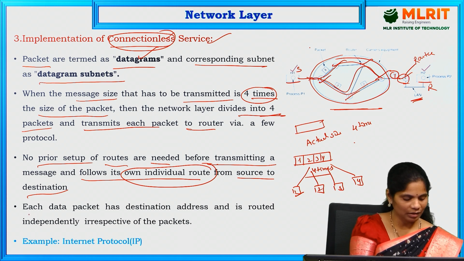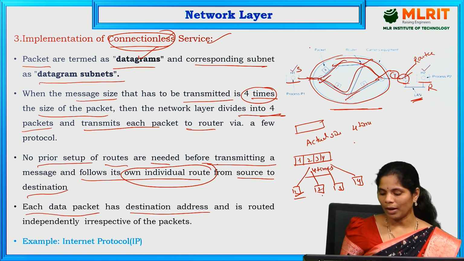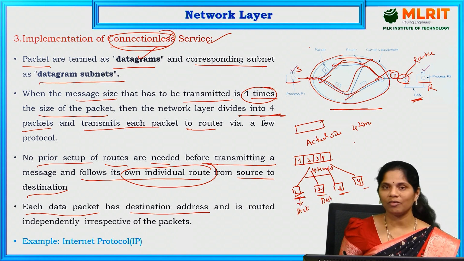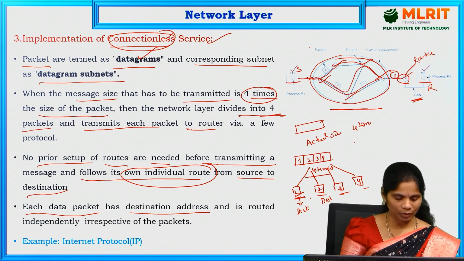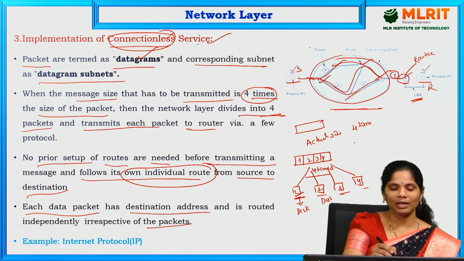And next, each data packet has a destination address. So we are dividing the packets, right? But each and every packet has its destination address, irrespective of the other packets. Independently, it can be routed to the destination. That is the implementation of the connectionless service.